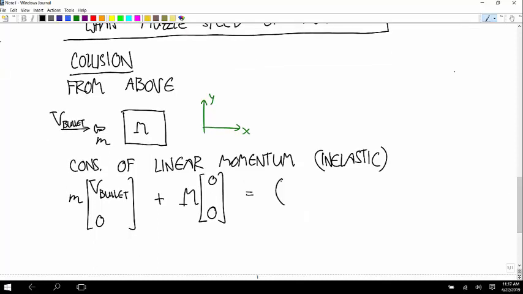So I'm going to call that, we can think of it as a single object with a mass of little m plus big M, and we can calculate the velocity. So I'm going to call this the mass of little m plus big M, and the velocity after I'll call Vx and Vy. We'll come up with a relationship between those and V bullet.